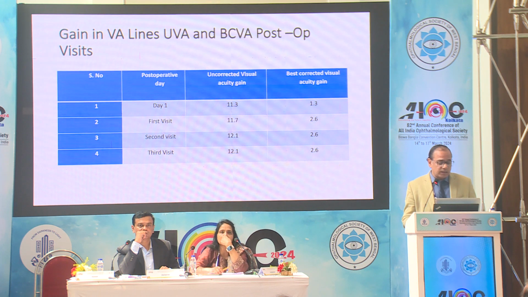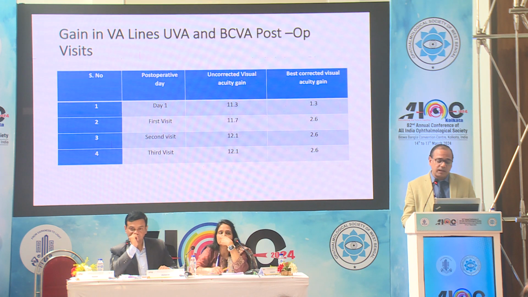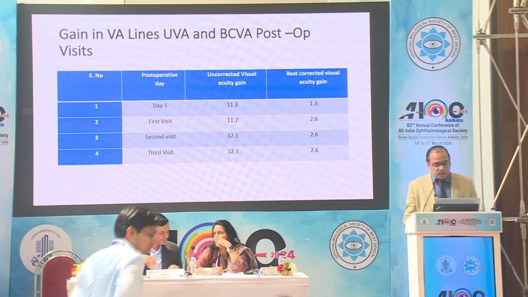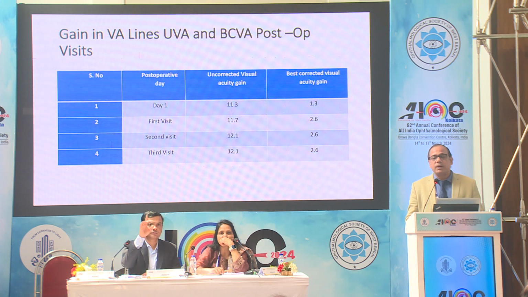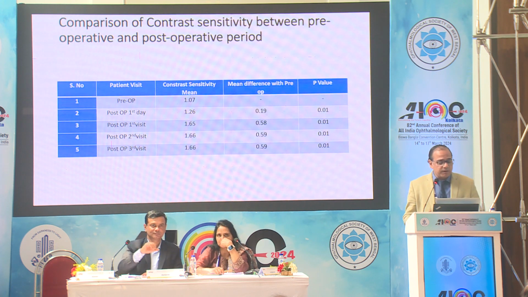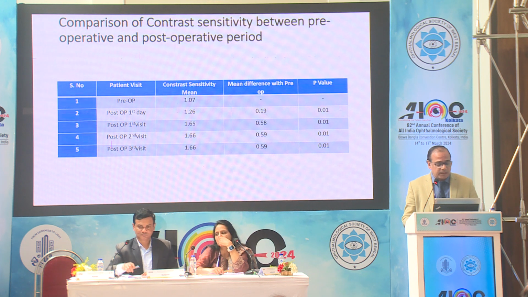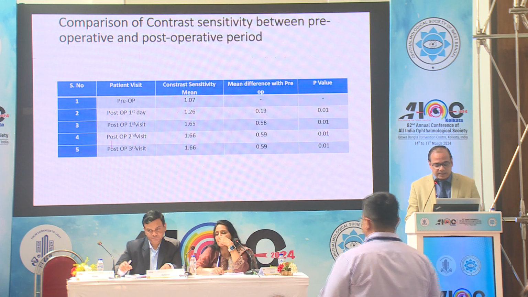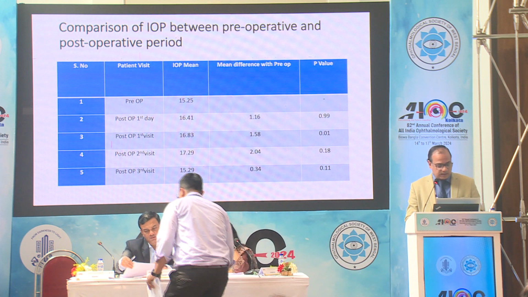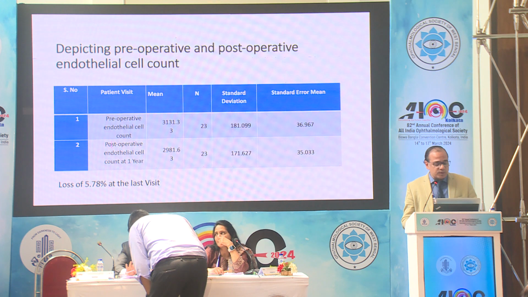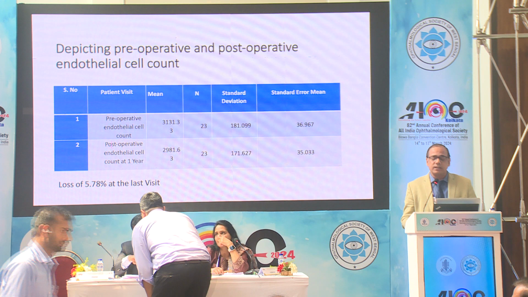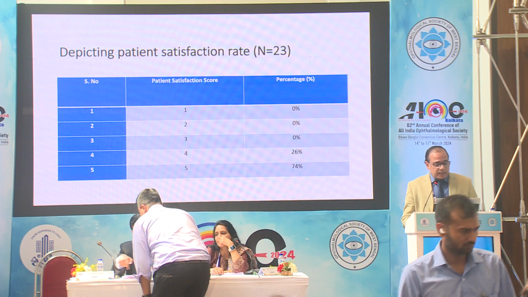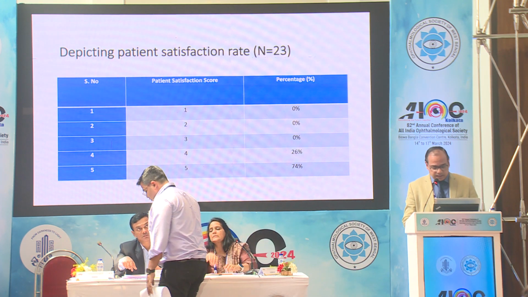If we talk about the gain in visual acuity lines, the uncorrected visual acuity and the best corrected at post-op visits, on the first day it improved by 11.3 lines and at the last visit by 12.1 lines. When you compare the contrast sensitivity between the preoperative and the postoperative period, it improved from 1.07 to 1.66 with a significant p-value. We compared the postoperative endothelial cell count at the last visit, and there was only a loss of 5.78% in this group. Patient satisfaction: almost all the patients were satisfied.